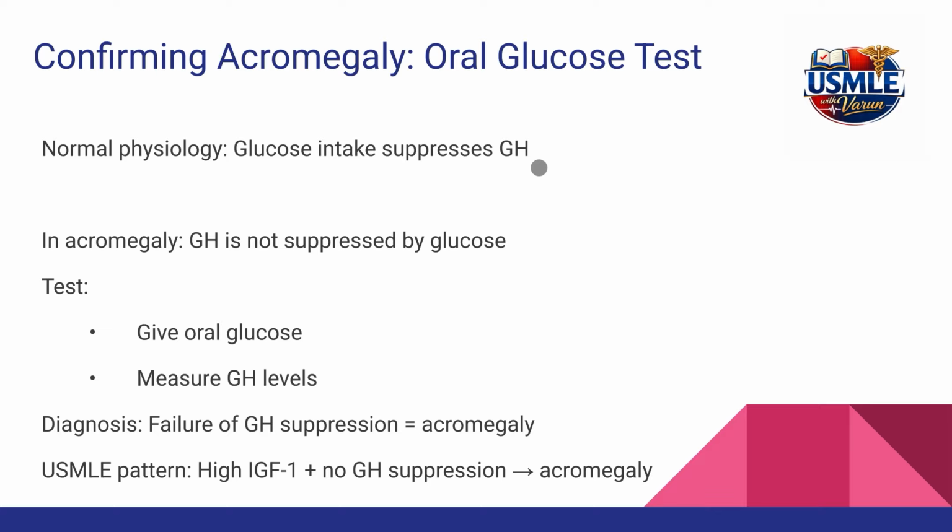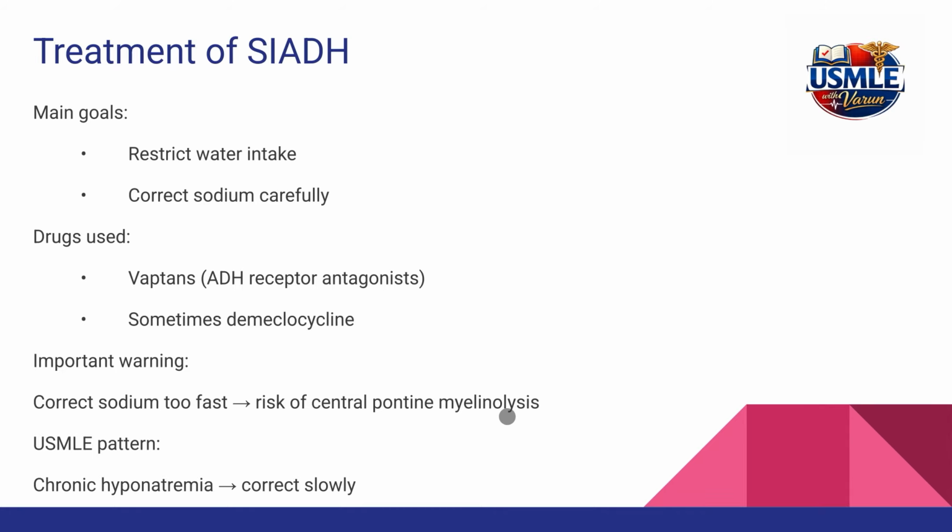Sodium must be corrected slowly to avoid central pontine myelinolysis. When you correct the sodium levels very fast, there is a risk of central pontine myelinolysis. So whenever you are correcting sodium, you need to take it up in a stepwise manner, and you shouldn't correct sodium too fast. Chronic hyponatremia, we have to correct it slowly.